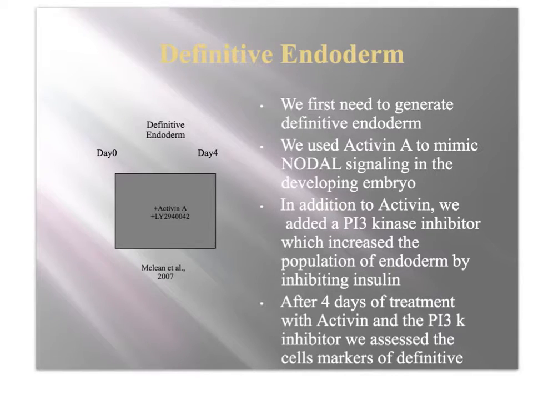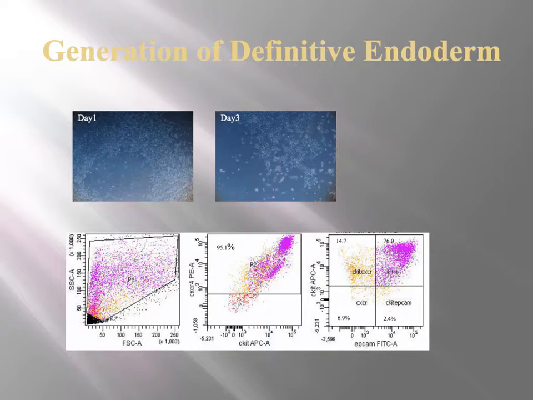After 4 days, we assessed using flow cytometry. So let's take a look. Here at the top, we have two morphological pictures from day 1 and day 3. Of note, there was some cell death upon addition of PI3 kinase inhibitor, which has been reported in the literature. You can see changes in morphology with the cells taking on a larger, spikier appearance. When we looked at markers of definitive endoderm, we found that over 95% of the cells were positive for CXCR4, a very important marker in definitive endoderm, and that 76% of the cells were positive for CXCR4, c-KIT, and EpCAM, so all three markers.